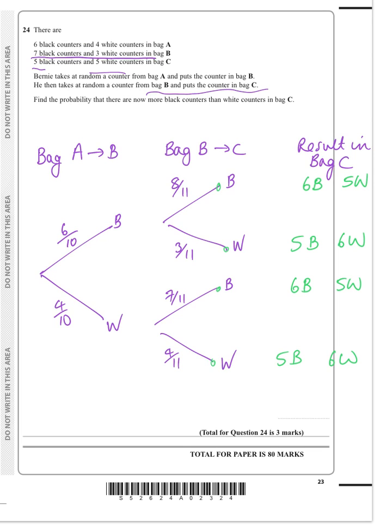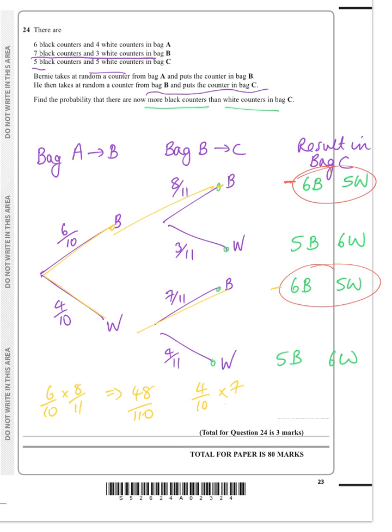And we want to find the probability that there are now more black than white. So we're going to have this situation here and this situation here. So how did we get to here? Well, let's have a look. We went 6 in 10 and 8 in 11. So 6 in 10 multiplied by 8 in 11 would give us 48 out of 110. And how do we end up here? Well, 4 in 10 by 7 in 11. So 4 in 10 by 7 in 11 gives us 28 in 110.